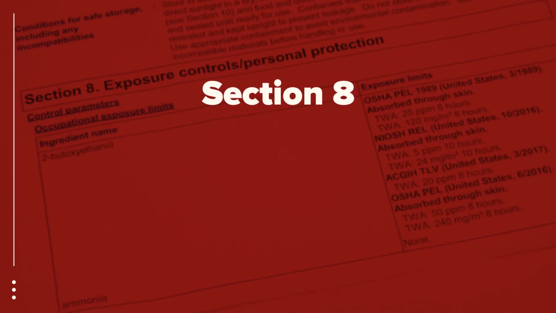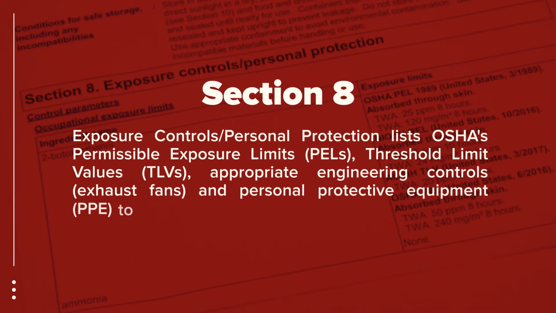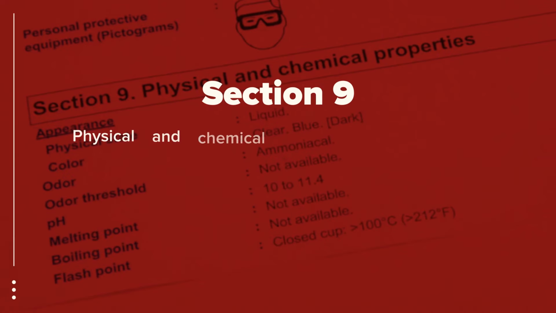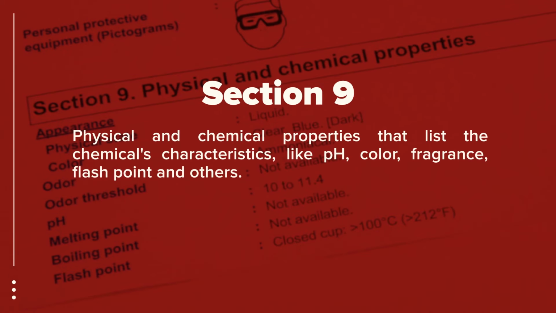Section 8. Exposure controls personal protection. List OSHA's permissible exposure limits, PELs, threshold limit values, TLVs, appropriate engineering controls, exhaust fans, and personal protective equipment, PPE, to minimize workers' risks. Example: eye, face, skin, or respiratory protection. Section 9. Physical and chemical properties that list the chemical's characteristics, like pH, color, fragrance, flash point, and others.